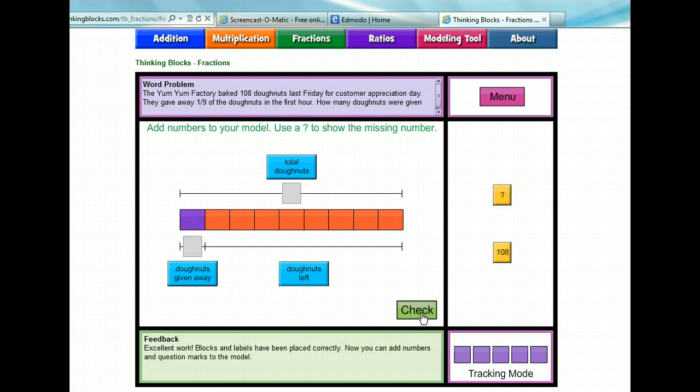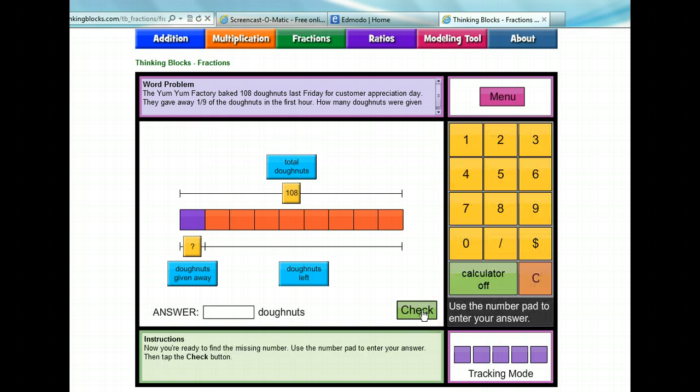So I got the little thing there. That means I have it set up correctly. And so now we can put in the numbers. Where does the question mark go? Where does the total go? And students can self-check their work. So I think this is a great way to practice.